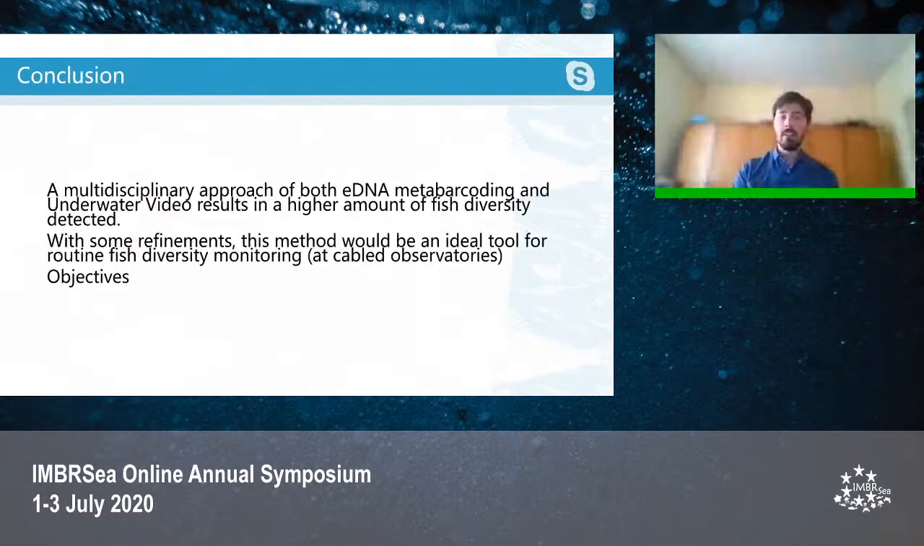And so the main conclusion of this study is that a multidisciplinary approach of eDNA metabarcoding and underwater video results in a higher amount of fish diversity detected. And that with some refinement, this method could be a very good tool for routine fish diversity monitoring. This could be especially the case at cabled observatories, as it can give you real-time data. And with portable sequencers now on the horizon, they could be installed and could make remote monitoring a whole lot easier.